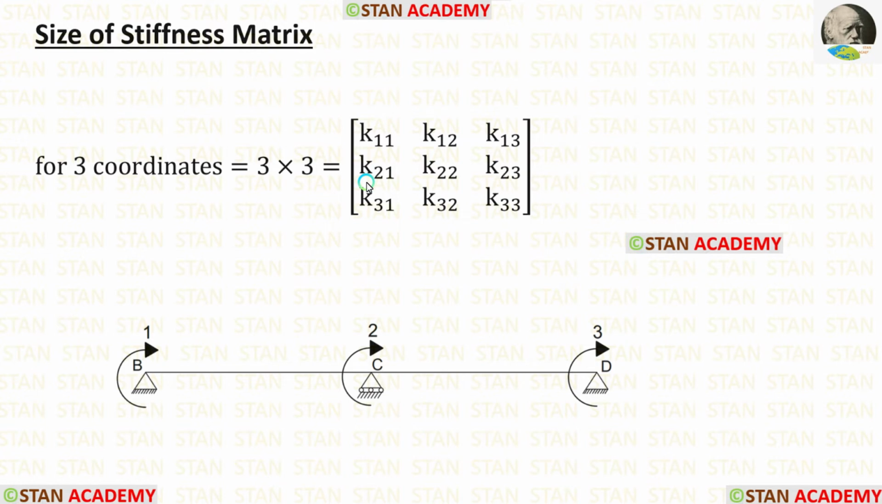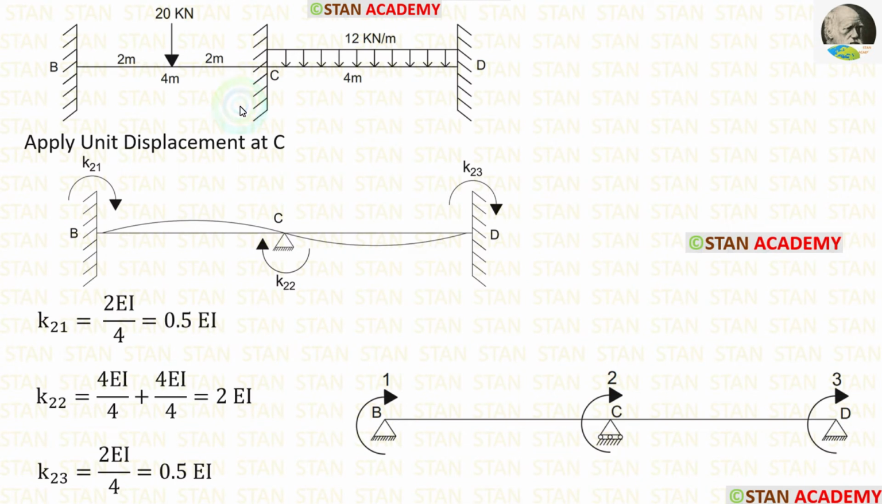In the stiffness matrix, now let us make the second row. For that we have to apply unit displacement in the second coordinate. In the point C, there is a fixed support, but when we apply the unit displacement, it is no longer the fixed support, it becomes a hinged support. Now let's see how to draw this curve.